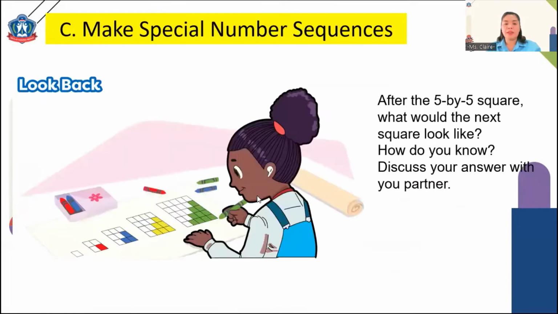Look at this picture. A girl is coloring some squares. After the 5 by 5 square, what would the next square look like? How do you know? Okay, let's take a look. On the first square, this is only one, it's empty. The next one has 2 on the side, so this is a 2 by 2 square. The next one is 3 by 3, and the next one is 4 by 4, and the next is 5 by 5. What would the next square look like?